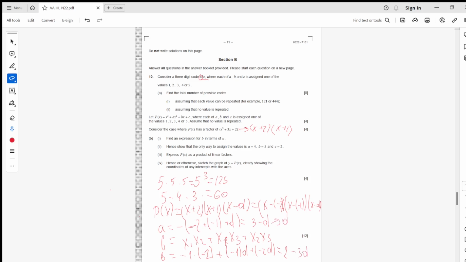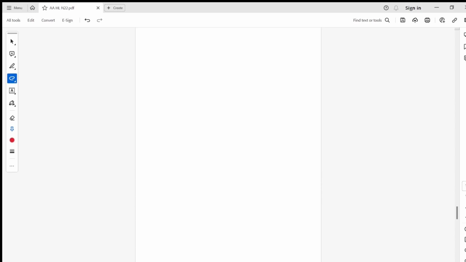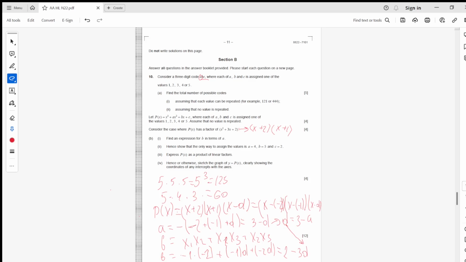From this, we will get d is equal to 3 minus a. And we just simply put this expression into the expression for b. And what we will get is b is equal to minus 3 times 3 minus a. And it's just 3a minus 7. This is the answer.